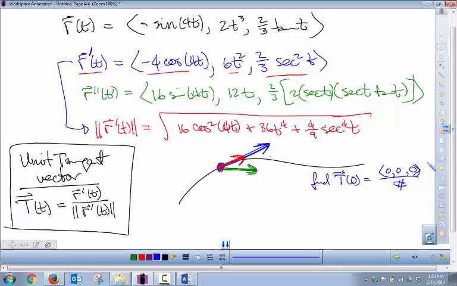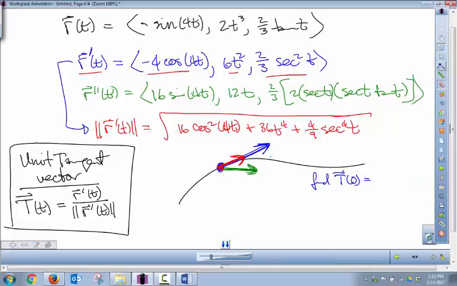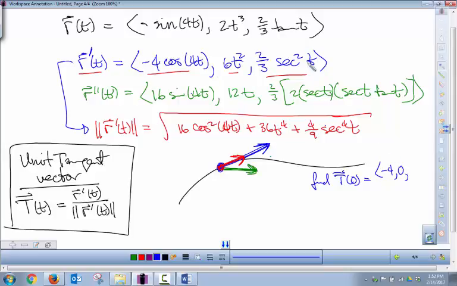Oh, wait, I put it into the wrong one. It should be -4, right? Let's try that again. So we put 0 into the velocity function. Cosine of 0 is 1, -4 times 1 is -4. And then now we have a 0 here. So does anybody know what secant of 0 is? It's 1 over cosine, so it's 1, 2/3. Now comes the fun part.